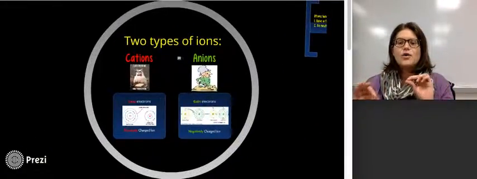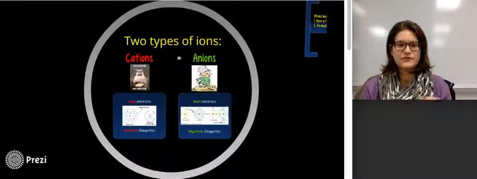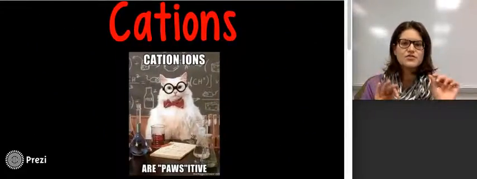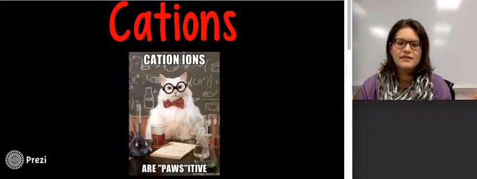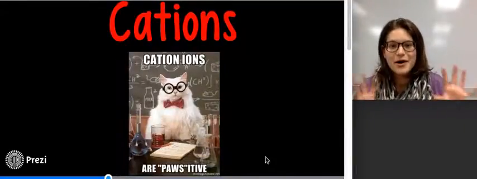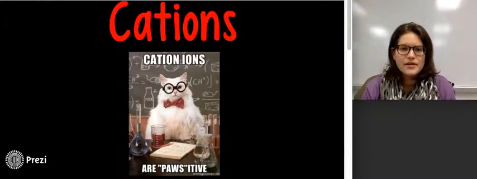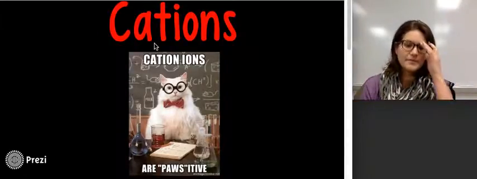Okay, now when you've got the plus charges and the minus charges, we actually have specific names for those. Cations describe the positively charged ions. You get paws, get it? Paws, like cats have paws. Actually, the way that I remember it is the word cation has this T. The T, I think of a plus sign, so that's how I remember it.